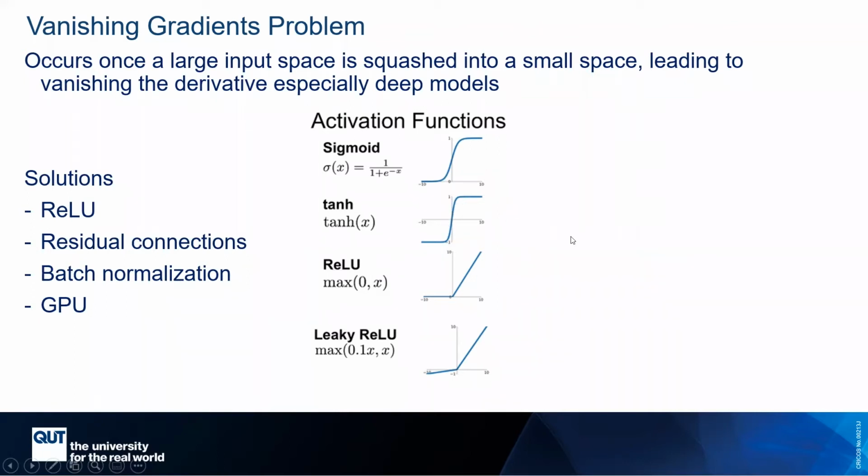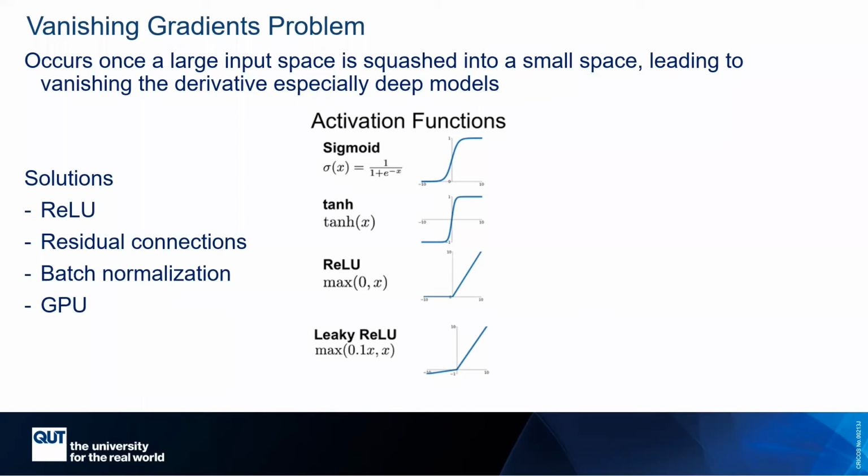The problem will not occur when you have a shallow model, with few layers, because there is not much squeezing. However, when you go with deep models, these activation functions will keep squeezing the gradient until it vanishes. There is no learning at all. You will get zero learning after a few layers.